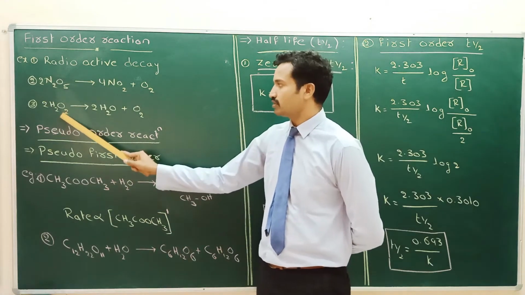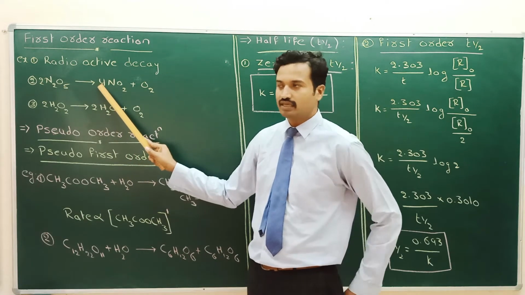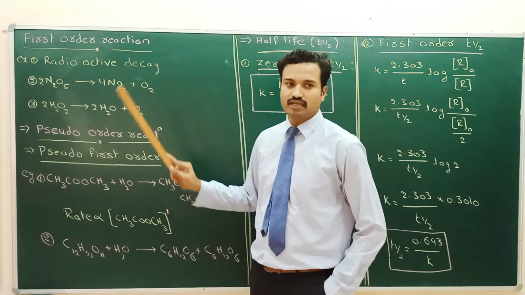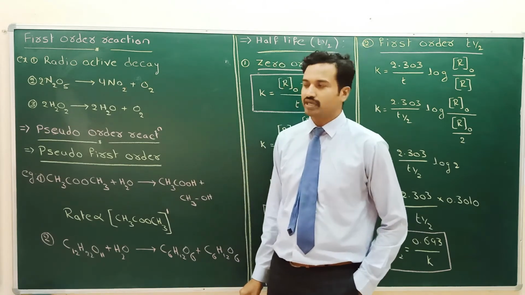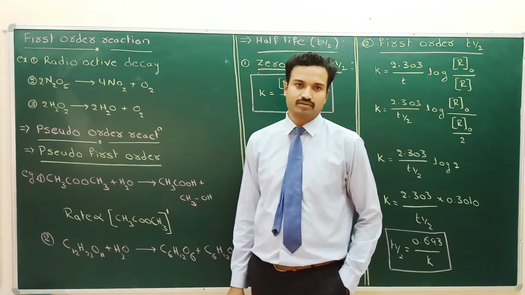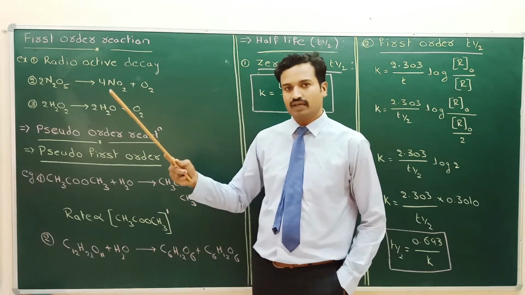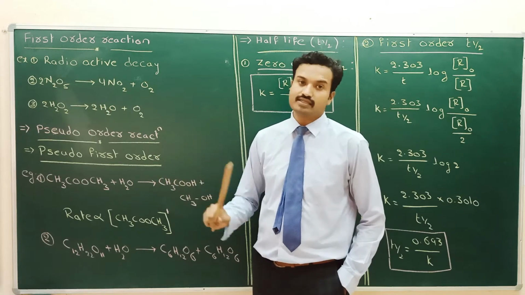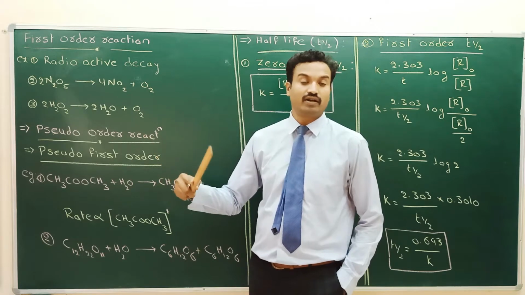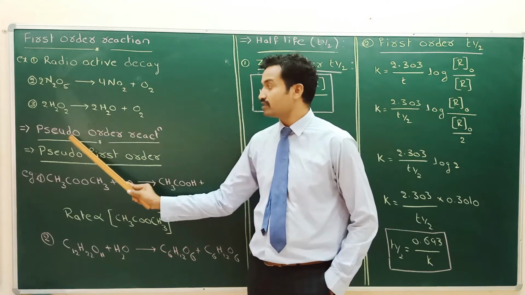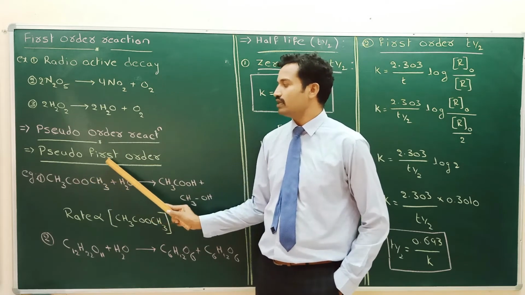So hydrogen peroxide decomposition is first order, nitrogen pentoxide decomposition is first order. Next, radioactive disintegration reactions are first order reactions. Next, after first order, the next topic is pseudo order reaction. Pseudo order reaction means theoretically the order of reaction is different from the experimental order. For example, theoretically order is 2, but experimentally order is 1. Such reactions are called pseudo order reactions. In our syllabus, pseudo first order reactions are there.